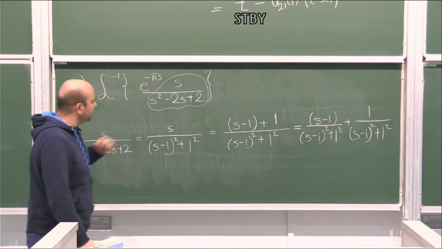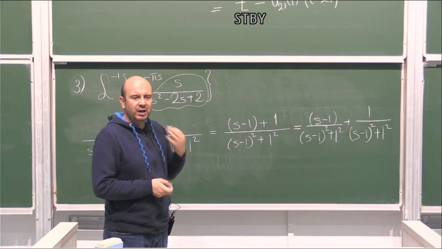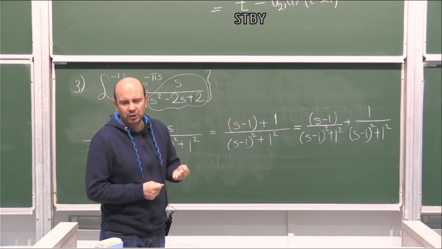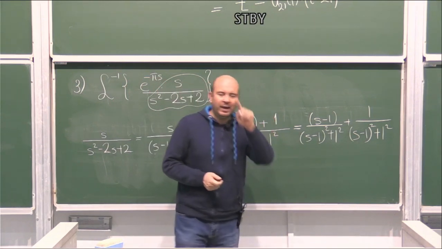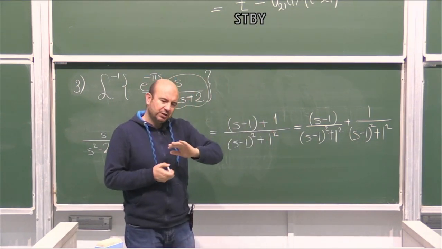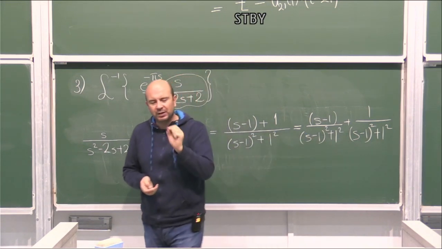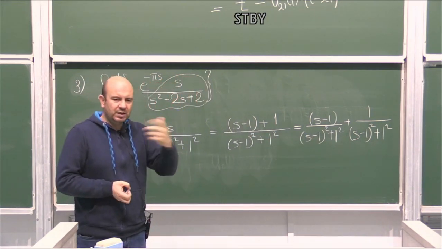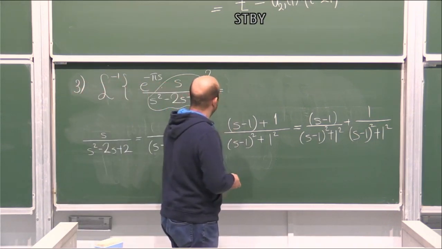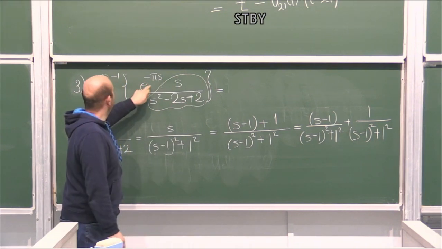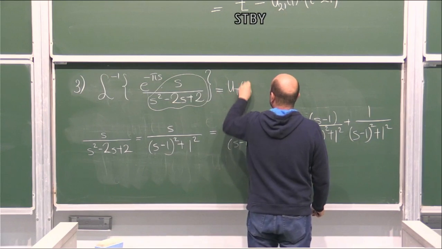So how do you get shifting in the s domain? In the time domain, you have to multiply with an exponential. So what exponential? e to the at shifts s to s minus a. Here we see s minus 1. So that means I have to multiply with e to the t in the time domain. So now let's go back to our original question. e to the minus pi s.